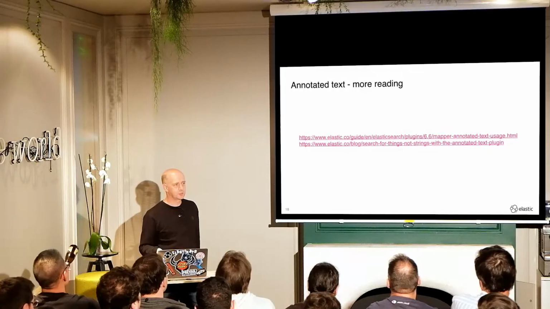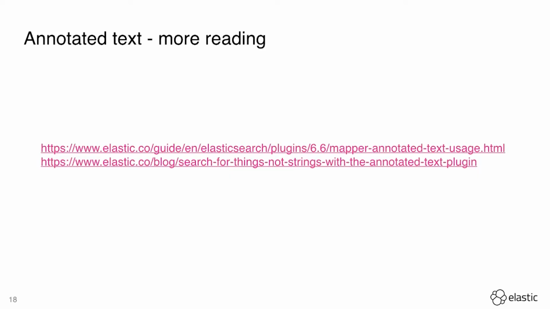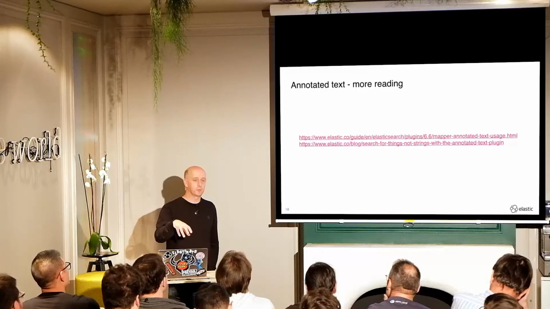So if you want to know more about annotated text, there are some links here. There's the reference documentation about how to use it, plus a blog talking about why you would want to use it in the first place. Our own OpenNLP plugin is also annotated text capable now. So you can say, I want to output the annotations as not just structured fields called person, but also annotate the original text where these people names were found.